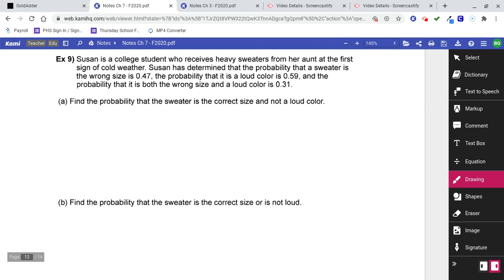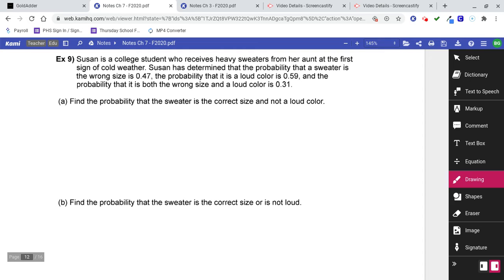Number 7. Why did I say 7? Number 9. Let's try this again. Susan is a college student who receives heavy sweaters from her aunt at the first sign of cold weather. Susan has determined that the probability that a sweater is the wrong size is 0.47, and the probability that it's a loud color or bright, obnoxious color is 0.59. And the probability that it's both the wrong size and a loud color is 0.31. Part A says find the probability that the sweater is the correct size and not a loud color.